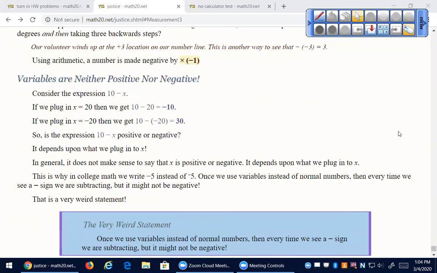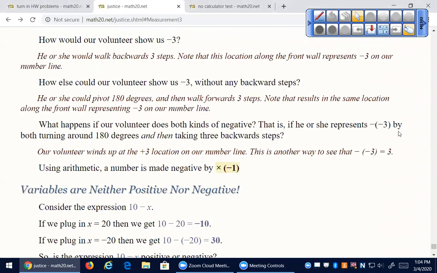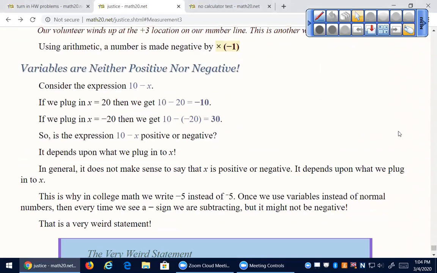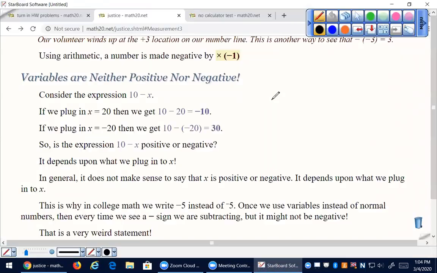Perhaps the most important thing in all of this section is that if you think about it carefully, if I have 10 minus x in part of a formula somewhere, if I plug in 20, 10 minus 20, I'm now negative 10, right? But if I plug in negative 20, I have $10 and someone cancels out the $20 debt. Now I'm up to 30. So I could have a negative thing. I could have a positive.